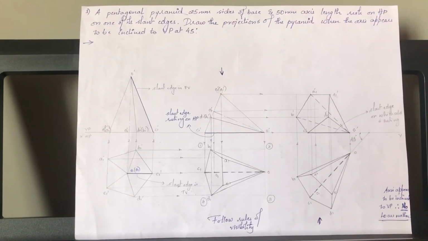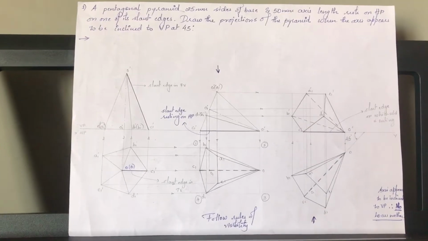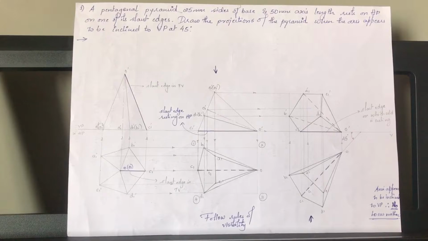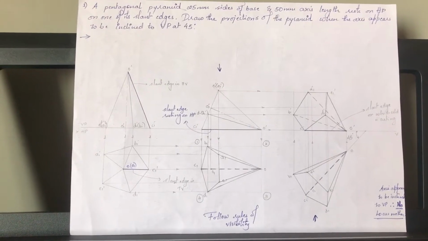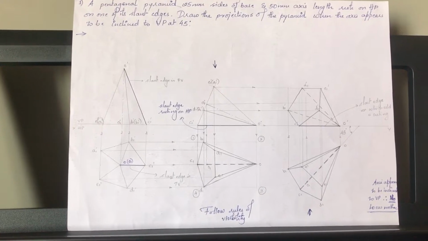Moving on to the first problem. A pentagonal pyramid, 25 mm sides of base and 50 mm axis length, rests on HP on one of its slant edges. Draw the projections of the pyramid when the axis appears to be inclined at 45 degrees to VP.